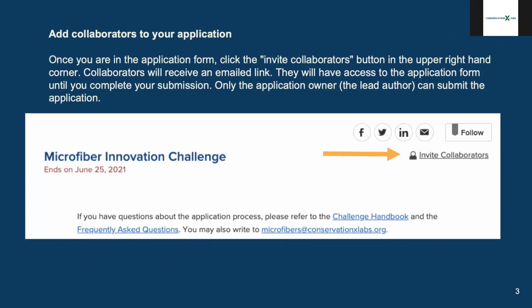When you're in Submittable, and once you have created your application, you can click the Invite Collaborators button in the upper right-hand corner. A collaborator has full access to the application as well. They can fill in the forms and the text boxes, so they can help you with the editing and the writing. However, only the application owner, the lead author, the person who initiated the application, can submit it by the deadline.